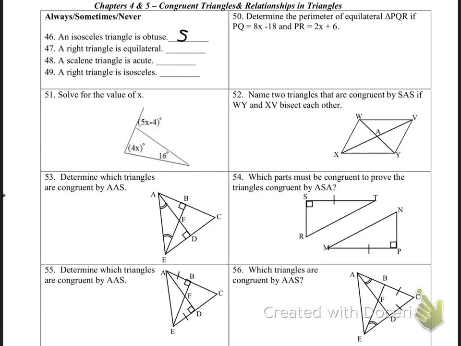A right triangle is equilateral. That's never. We know that because the hypotenuse is always the longest side in a right triangle. And an equilateral triangle means that all sides are the same, so that can never happen.